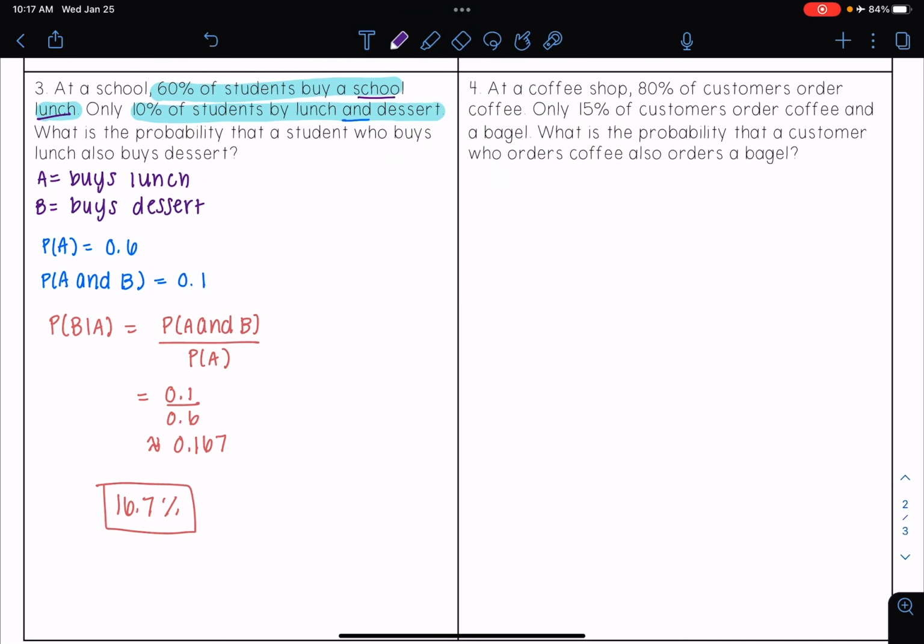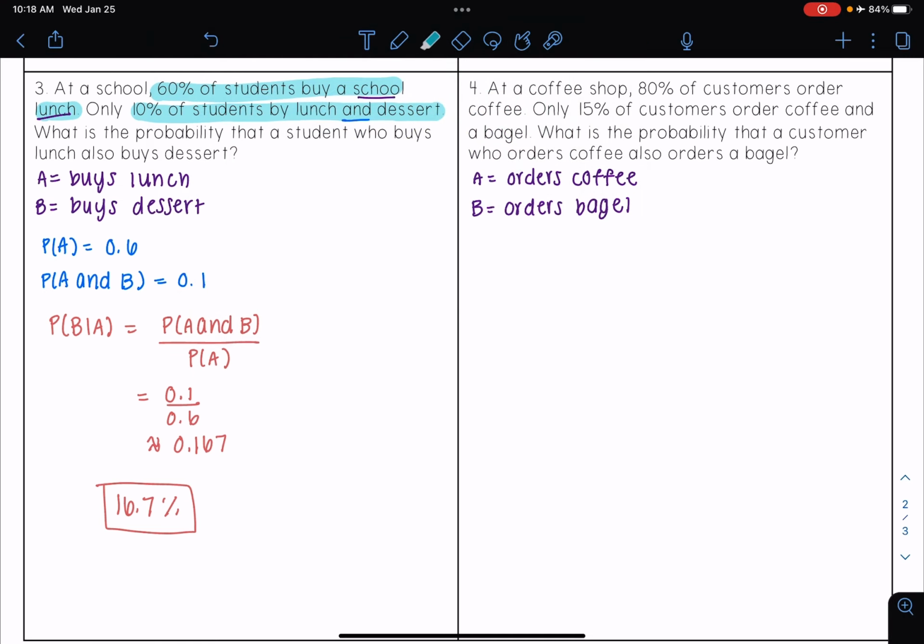Okay, let's look at one more. So this one says, at a coffee shop, 80% of customers order coffee. Only 15% of those customers order coffee and a bagel. What is the probability that a customer who orders coffee also orders a bagel? So again, we're looking at conditional probability because we can restate that last sentence to say, what is the probability that a customer orders a bagel given that they ordered coffee? So we're looking at two different events here. Our first event, A, is that the customer ordered coffee. And then our second event, B, is that they ordered a bagel.